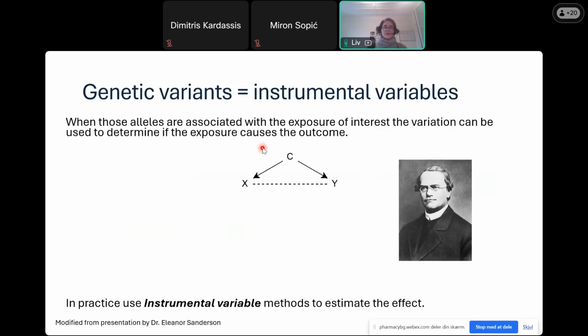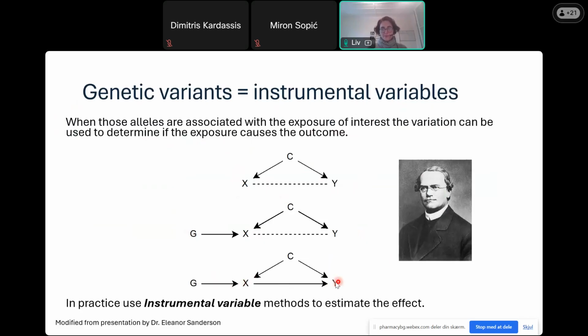This is illustrated here. Here is the association we saw before, so the association between X and Y and a confounder C. And here we don't know whether X causes Y or Y causes X, or if it's a confounder or what's going on. But then if we have a genetic instrument that associates with X but is not affected by confounders, then we can say something about whether X actually causes Y.